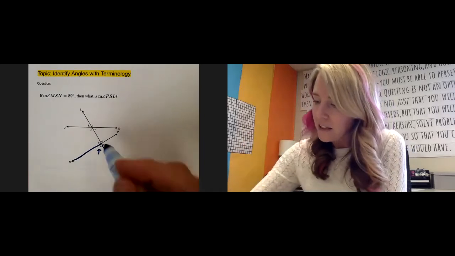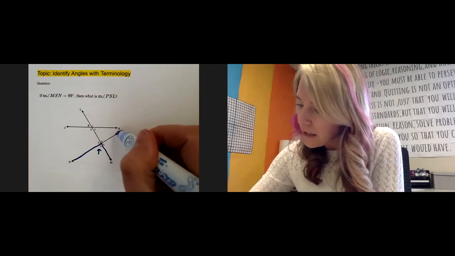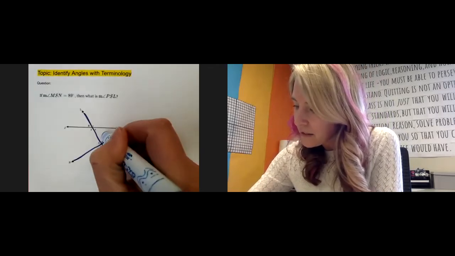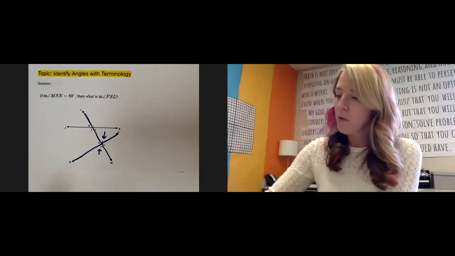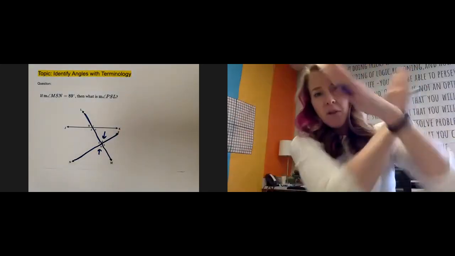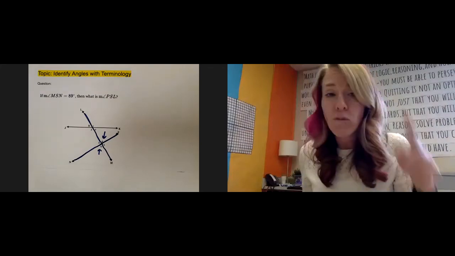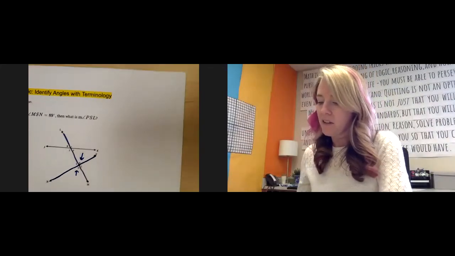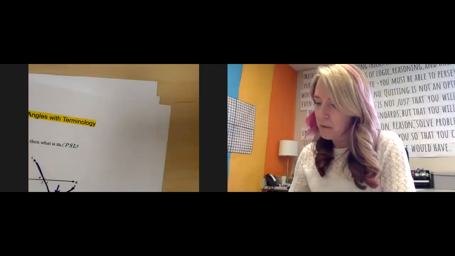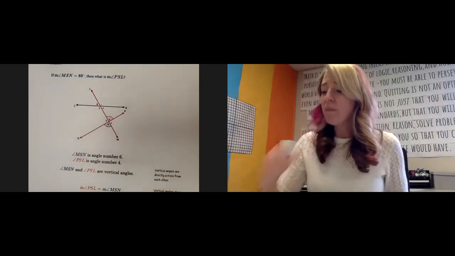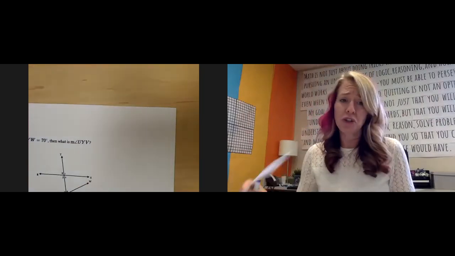PSL, how does that relate? So here's P, here's S, and here's L. So I'm comparing that to that. It's like the top and the bottom of my arms. They're going to be equal no matter what. Those are called vertical angles. And that's all you have to say, really. They're going to be the same. So if this is 89, that's 89. And that's it.